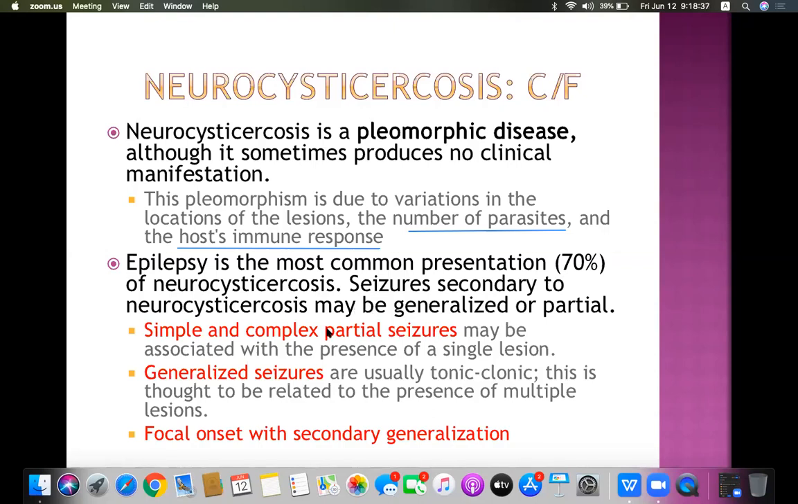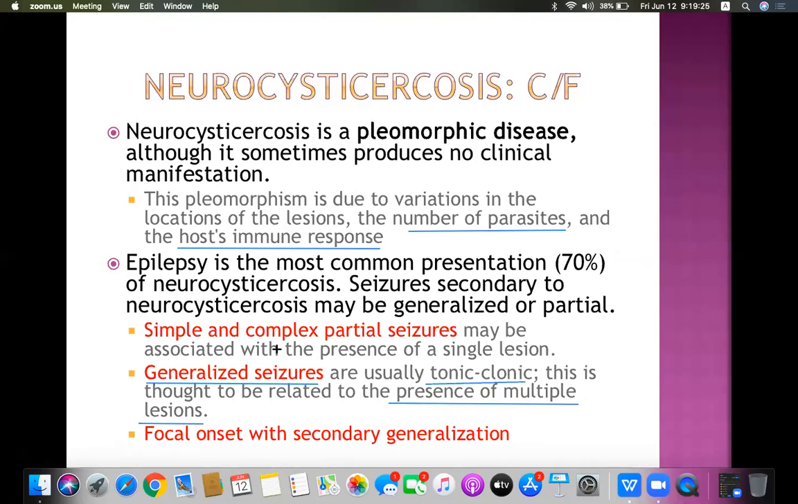Seizures secondary to neurocysticercosis may be generalized or partial. Generalized means the whole body is affected, and the most common type of generalized seizure is generalized tonic-clonic seizure, also known as grand mal seizure. The whole body is shaken and there is a spasm, and usually the person will lose consciousness. This generalized seizure is related to the presence of multiple lesions inside the brain. Only one lesion probably cannot lead to generalized seizure. You need multiple parasites inside the brain.